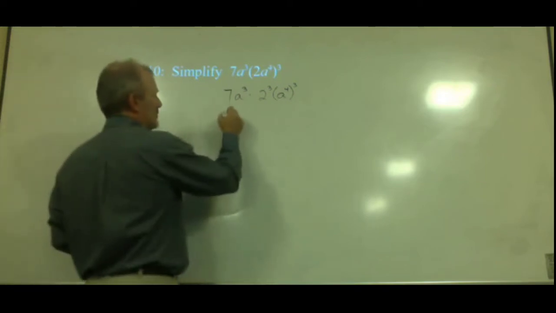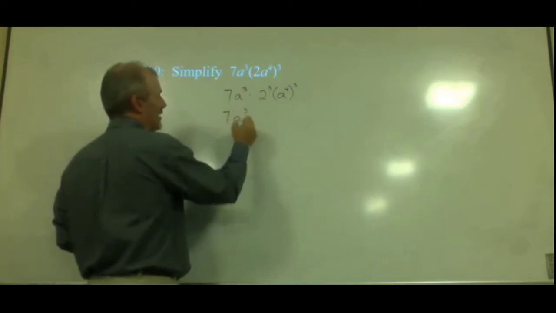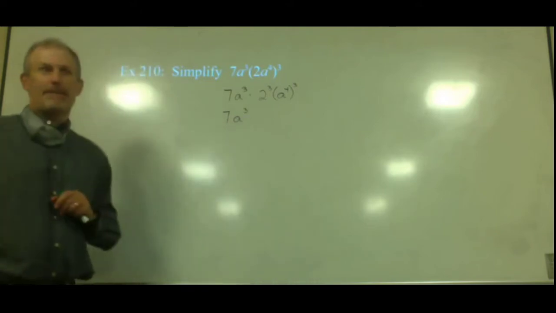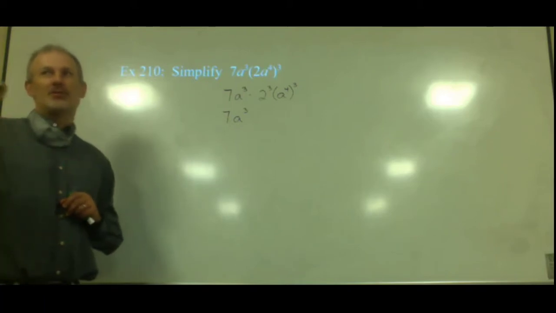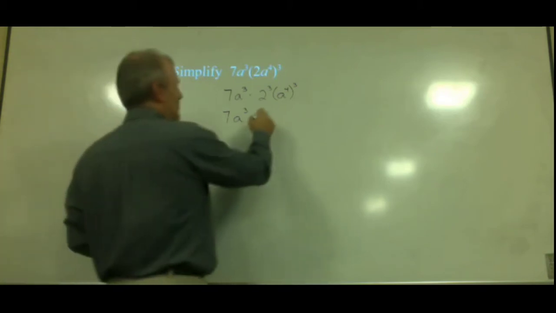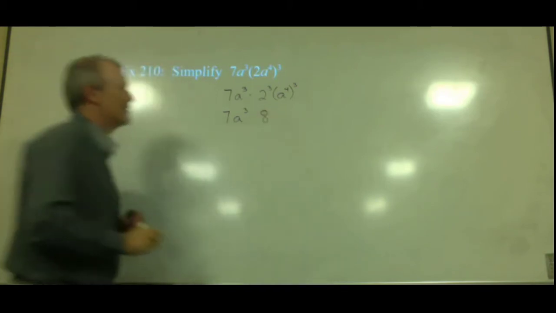So let's do some simplifying. 7a cubed, we still can't do anything with. What is 2 cubed? 8. Close. 2 times 2 times 2, not 2 times 3. So you have to be careful. 2 times 2 times 2 is 8.